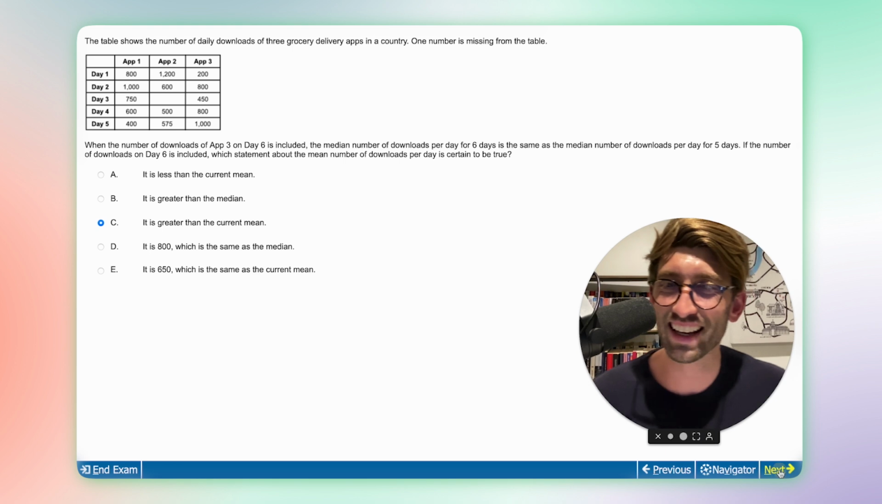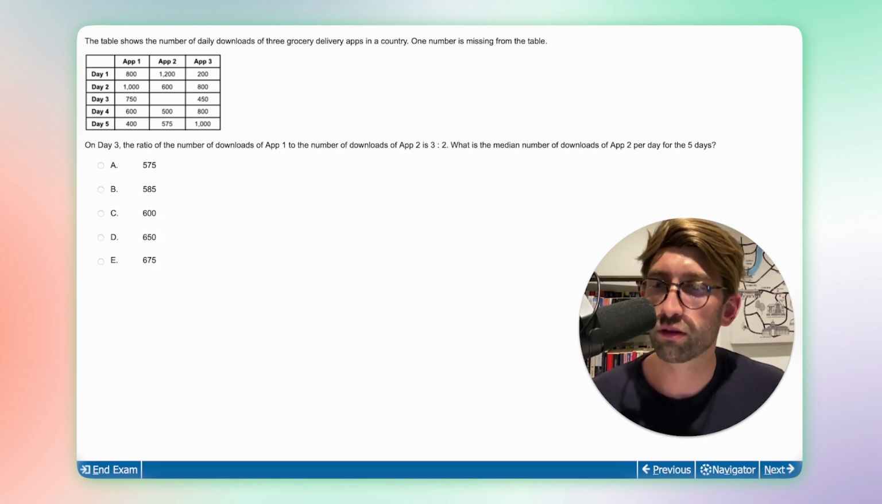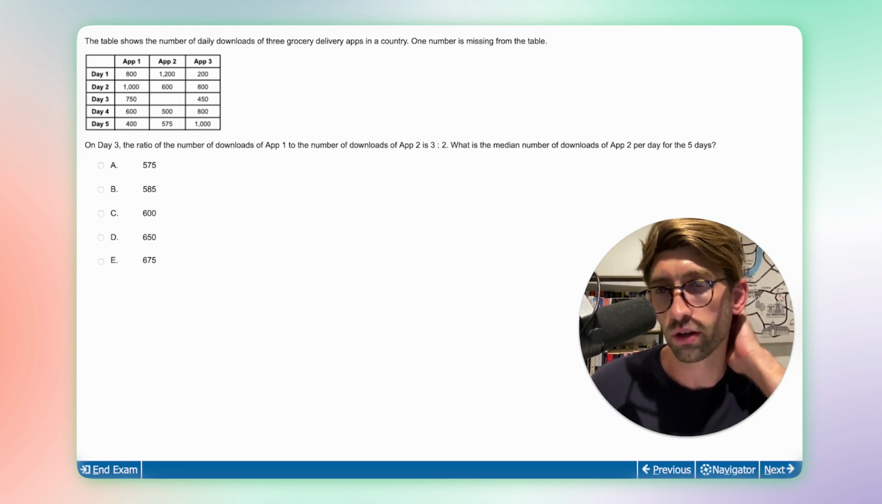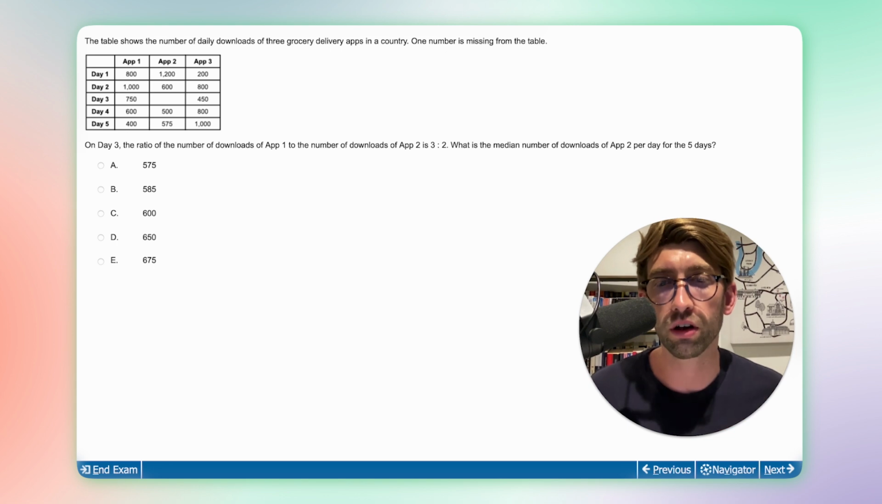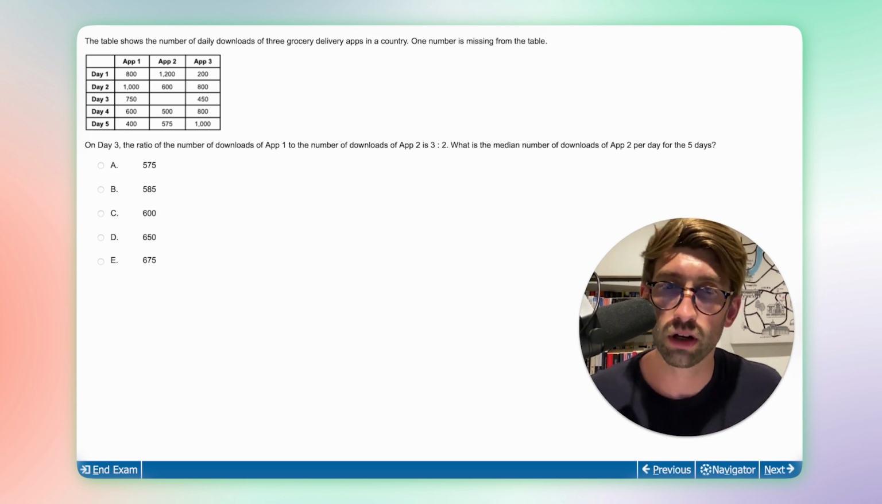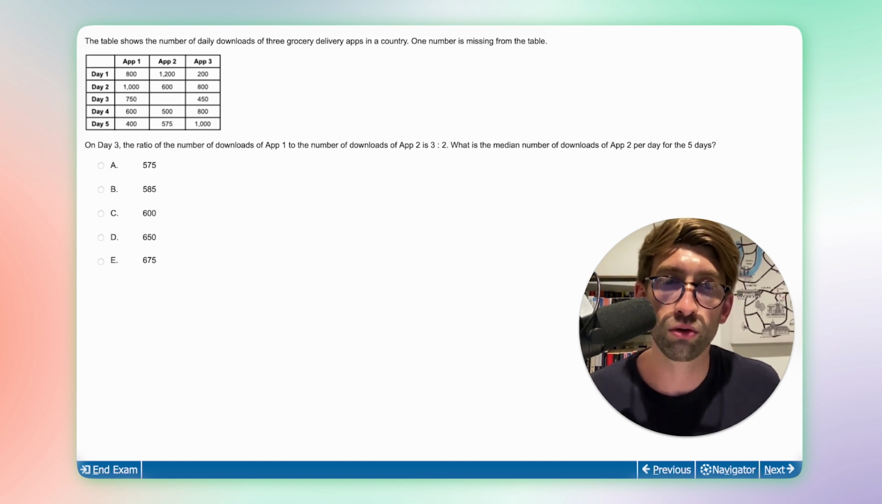So, right, let's do the last one. On day 3, the ratio of the number of downloads in app 1 to the number of downloads in app 2 is 3:2. What is the median number of downloads of app 2 per day for the 5 days?